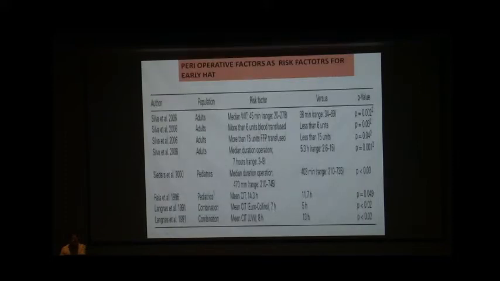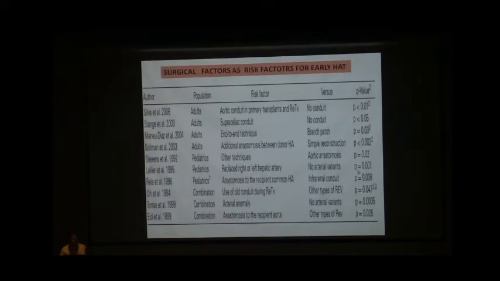Coming to perioperative risk factors, these are warm ischemia time, the number of products transfused, and this shows the difficulty of the operation and the prolonged duration of the surgery, and duration of operation and cold ischemia time. These are the perioperative factors. They have been significantly associated with HAT.